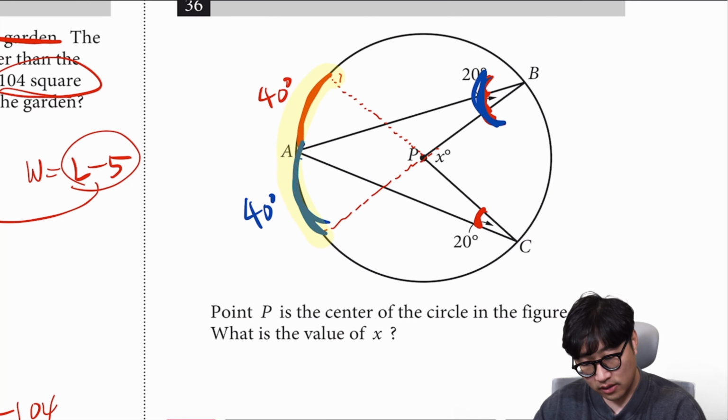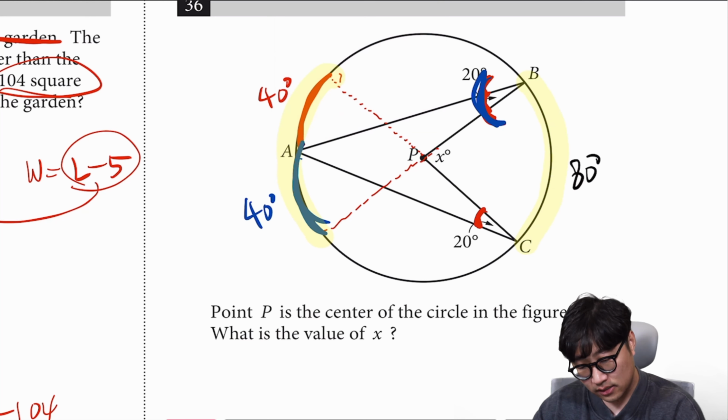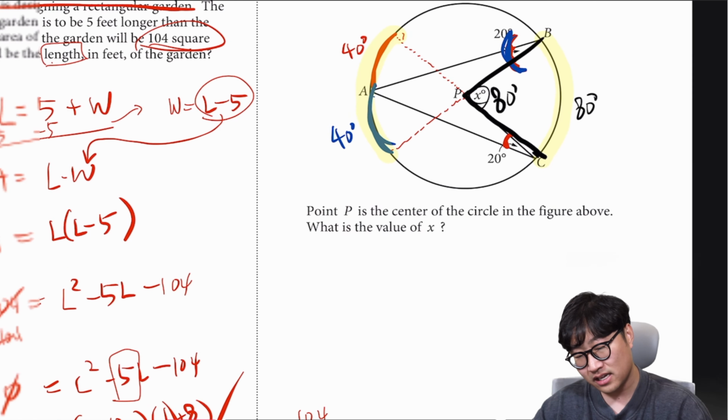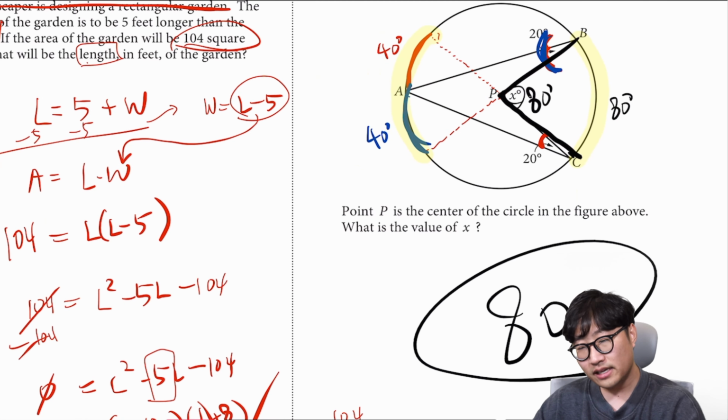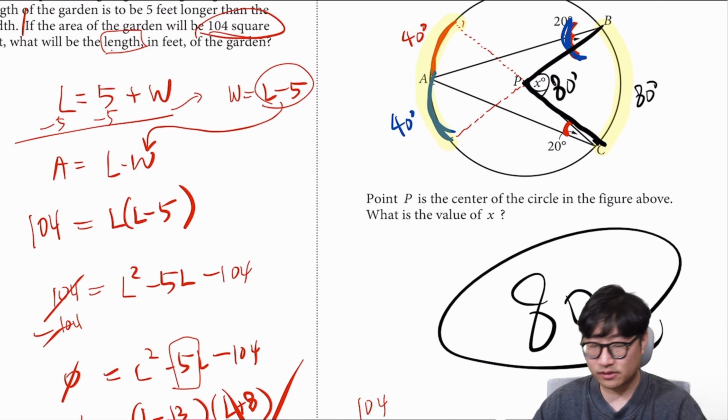So what do they want? They want the X. If you notice, then the BC should also be 80 degrees as well. And since X is sitting at the very center, that's going to be equivalent, 80 degrees. X is 80. It takes some geometry concepts, but it should kind of make logical sense too.